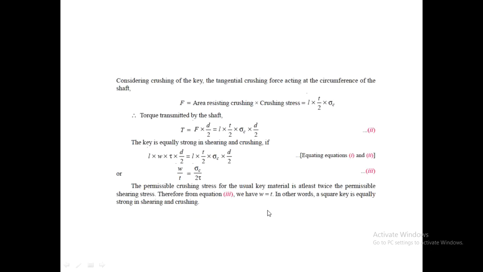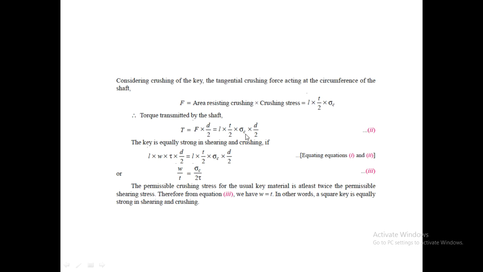Now considering the crushing stress acting on the key due to the torque of the shaft. Force is equal to area into crushing stress. So we have L into T by 2 into sigma C. Here the crushing stress acts along the thickness of the key. Half the key is sunk inside the shaft, so we are considering the thickness as T by 2. Now the torque transmitted by the shaft is nothing but force into the perpendicular distance, which is D by 2, where D is the diameter of the shaft, so it is equal to L into T by 2 into sigma C into D by 2.